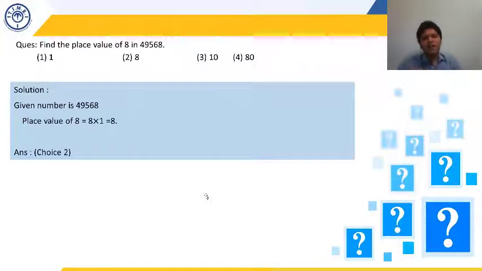So there is a minute difference between face value and place value. Face value is going to be that digit only at that place, and the place value is going to be the product of the digit and its place, at which place it is.